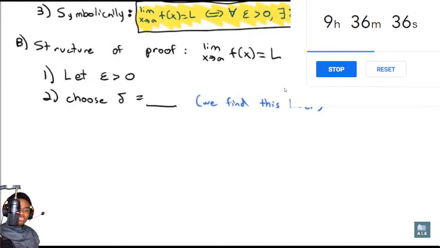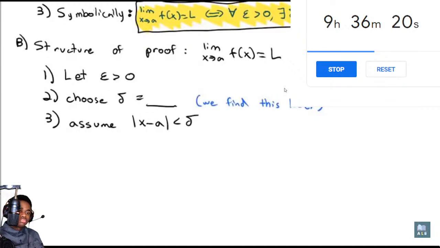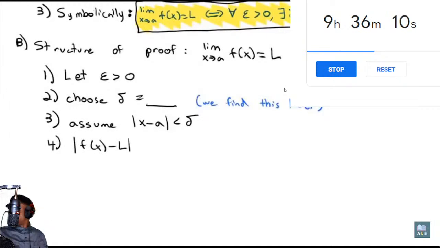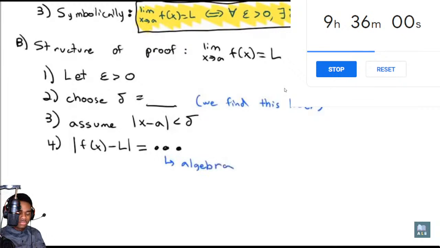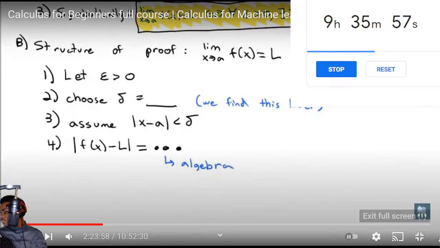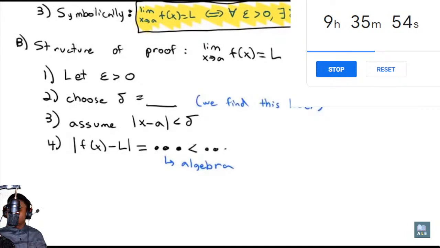Usually that something is going to have the epsilon in it because it's going to show the relationship between epsilon and delta. So just leave it blank temporarily, because the next thing you do is you assume the absolute value of x minus a is less than the delta. And then you say the absolute value of f of x minus the limit is equal to, and then you do some algebra. And after some algebra, you're going to ultimately say that's less than something.